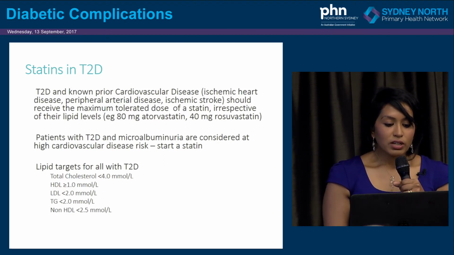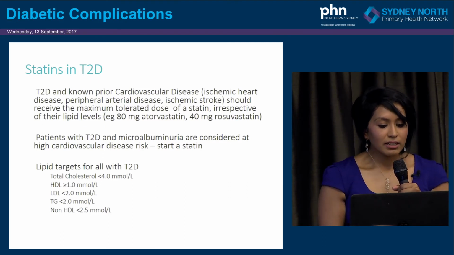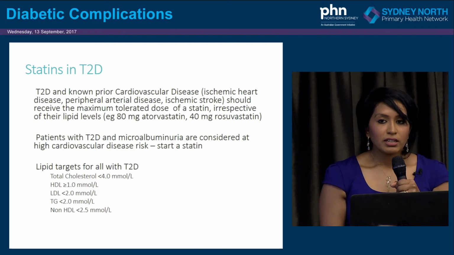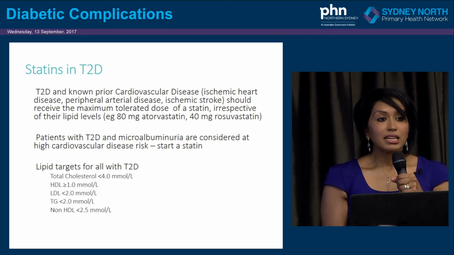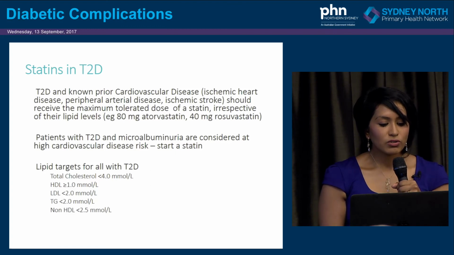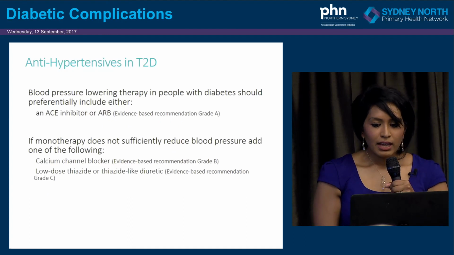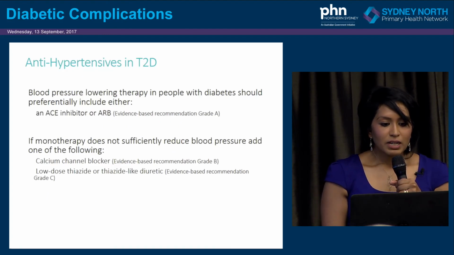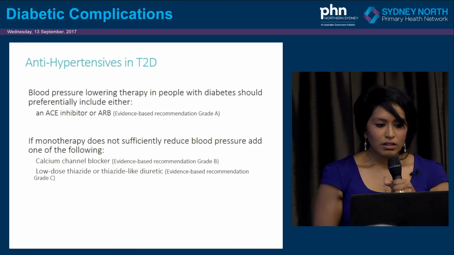But for everyone else with type 2 diabetes, you would use lipid-lowering agents to get them to target, and that's a total cholesterol of less than 4, an LDL less than 2, and a triglyceride less than 2. Keep in mind that hypertriglyceridemia can be seen when glucose levels are poorly controlled. So if triglycerides are persistently high, in the context of poor glycemic control, you can use the non-HDL and aim for less than 2.5. And then finally, in terms of medications, antihypertensives in type 2 diabetes.